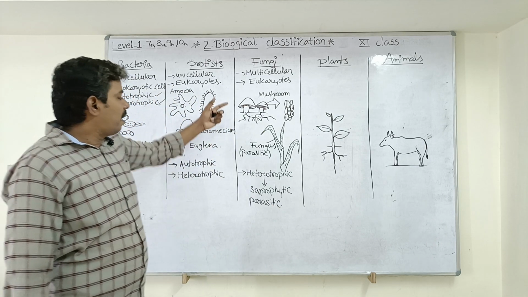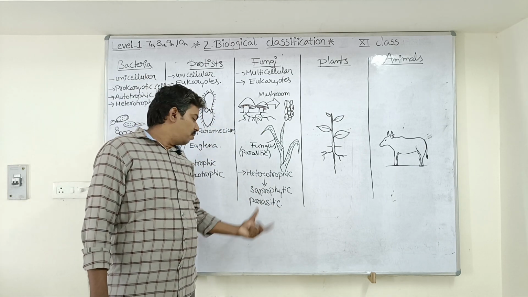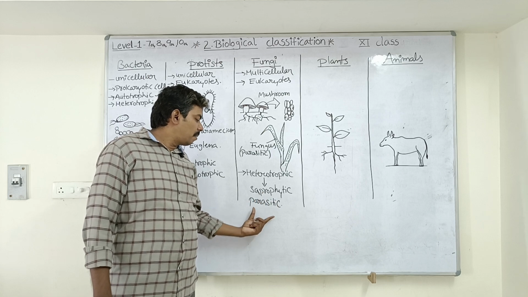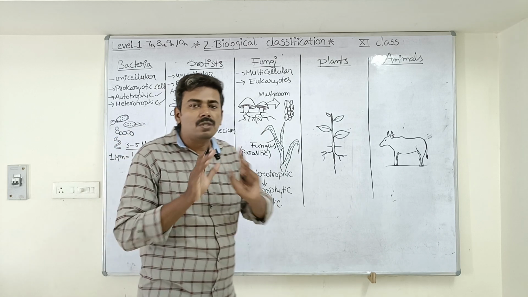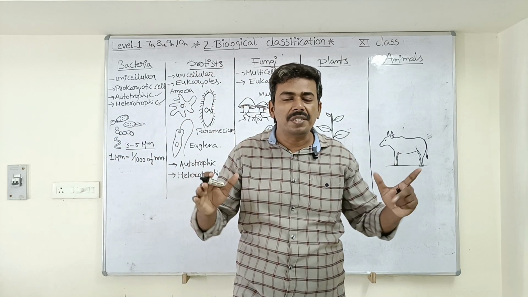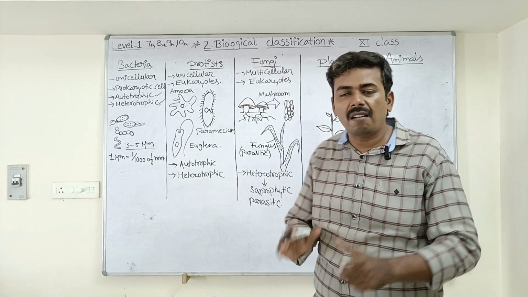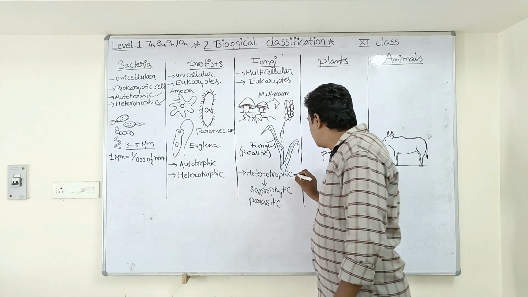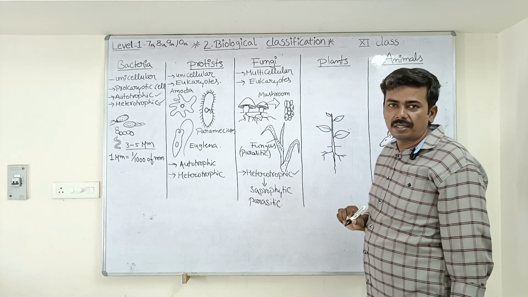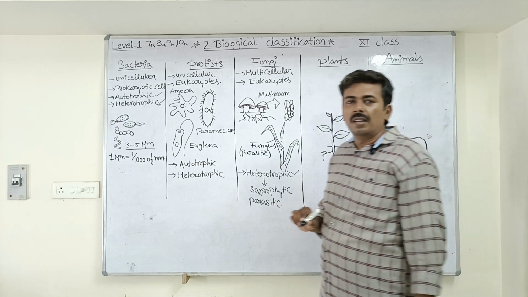So fungi purely show heterotrophic nutrition. Some are saprophytic and some are parasitic. There is no autotrophic nutrition in fungi, correct? They cannot prepare their own food. They only depend upon other sources. Understood?